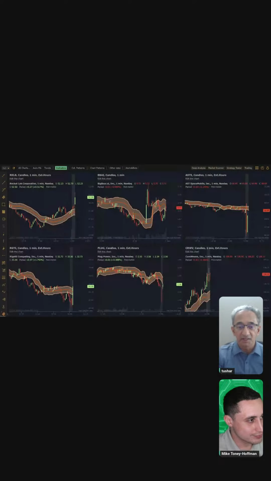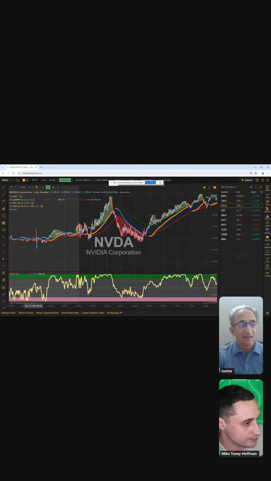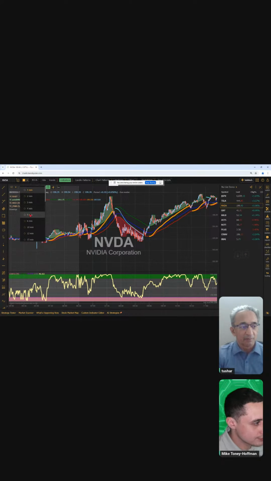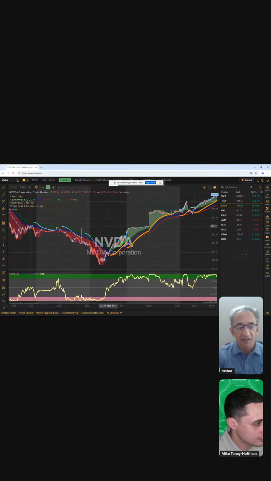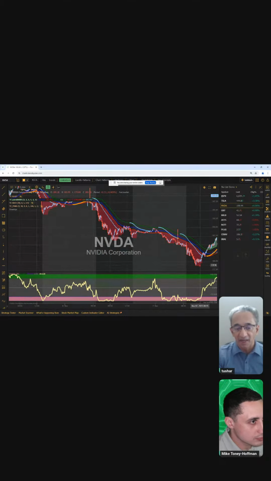Nvidia is a good example. This is a 1 minute chart. For example, here we had a little sell-off. We could have captured that, but I don't know how many people are trading. But let's say a 5 minute chart on Nvidia gives you a better view of the couple of days of sell-off we had earlier last week and earlier this week, and you could have traded that.